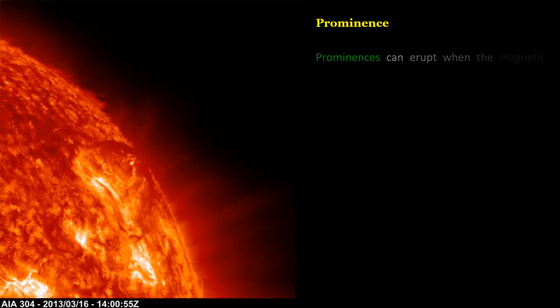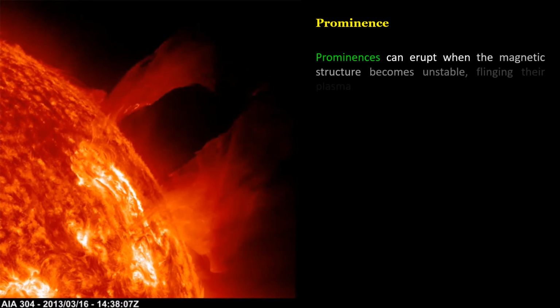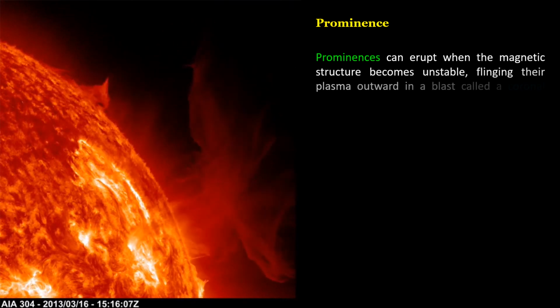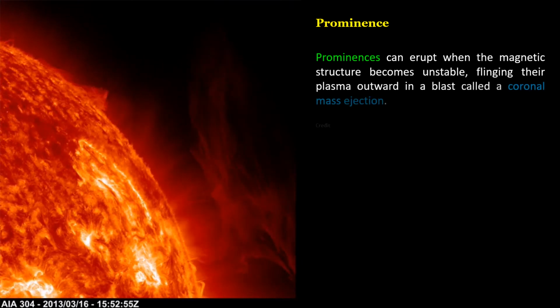Prominences can erupt and the magnetic structure becomes unstable, flinging their plasma outward in a blast called a coronal mass ejection.